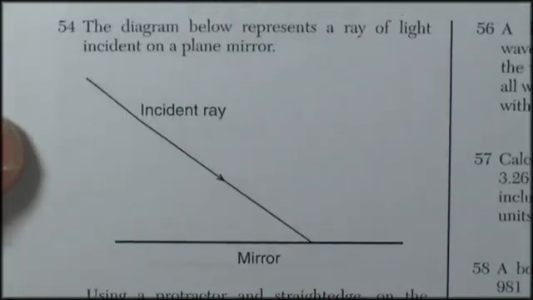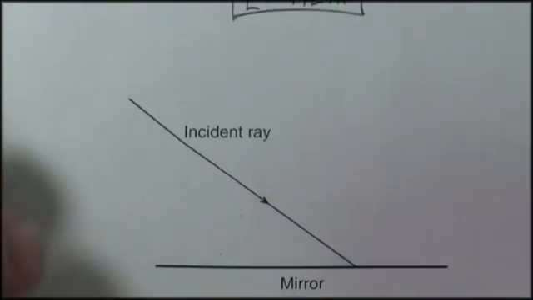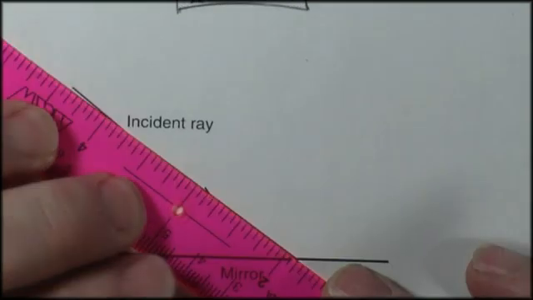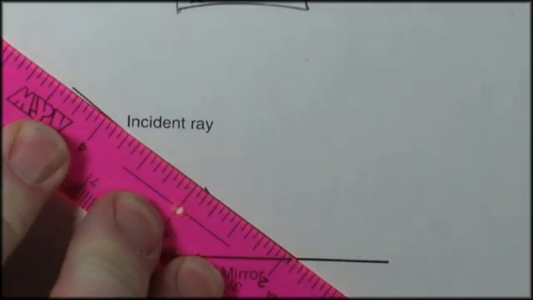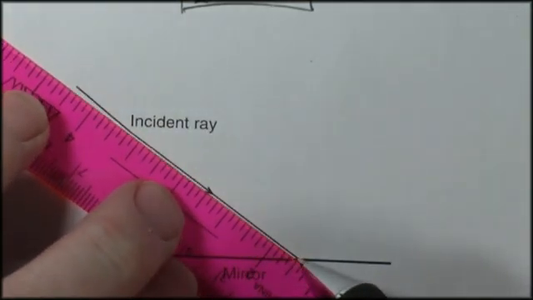Question 54. The diagram below represents a ray of light incident on a plane mirror. Using a protractor and straightedge, on the diagram in your answer book, construct the reflected ray from the incident ray shown for a single point. This is the point where you're glad you brought your protractor. Now, if you look at this picture, the picture isn't right. Towards the very end there, it doesn't quite line up. Don't let that scare you.